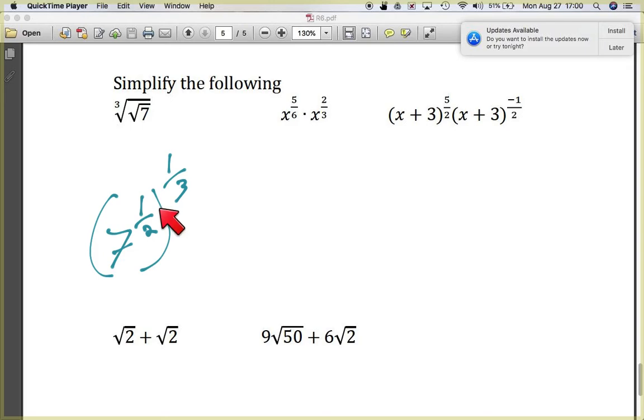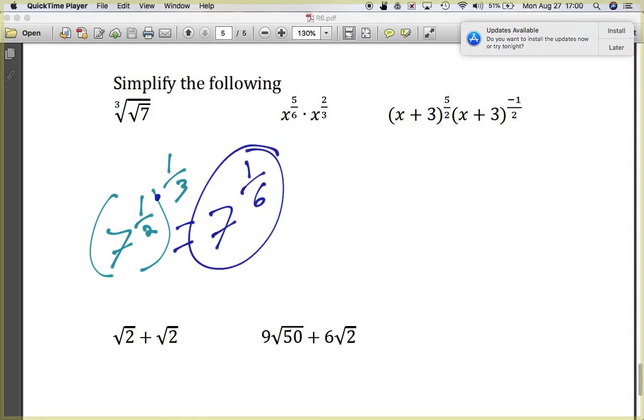And if you remember, power to a power you actually multiply. So what is 1/2 times a third? That would be 1/6. Depending on what the instructions say, it may want you to go back to this. Just read your instructions and be careful. Either answer is technically acceptable.